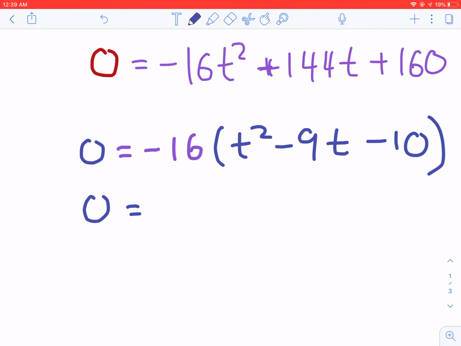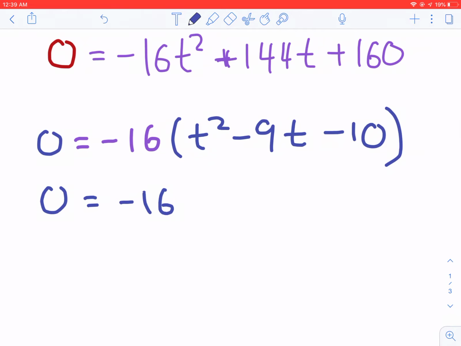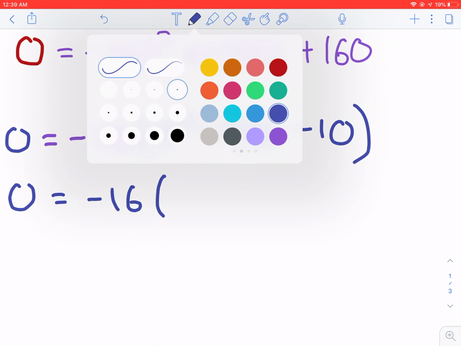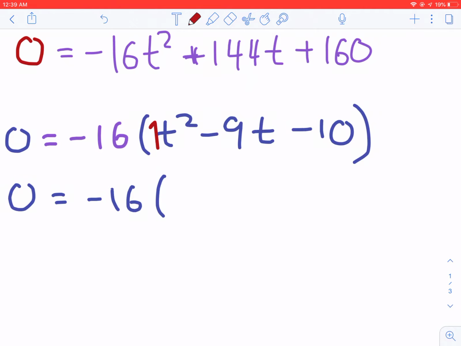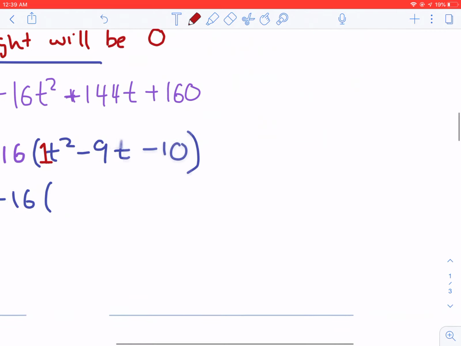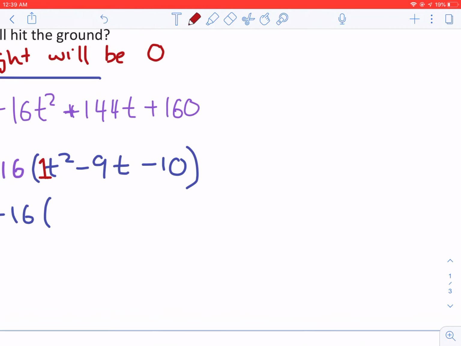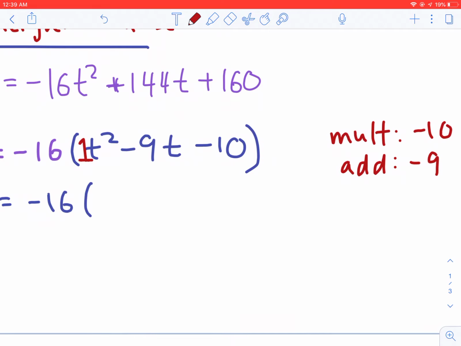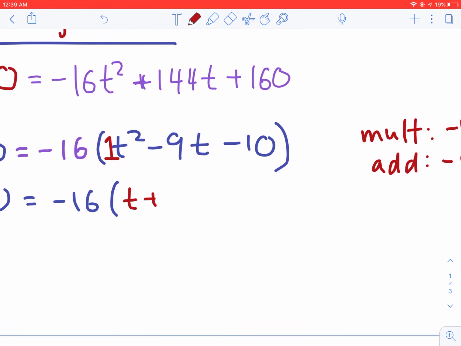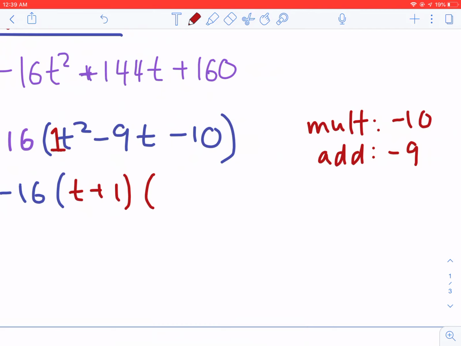And we got to check inside that parentheses. Can we still keep factoring? Yes, we can. That's a trinomial. My a value here is 1, so I don't even need to use the AC method. I can just do normal trinomials. When we want to factor something like this, we're looking for 2 numbers that multiply to the last guy, negative 10, and add up to the middle here, which is negative 9. So I think that's going to be positive 1 and negative 10. So that's t plus 1, t minus 10.